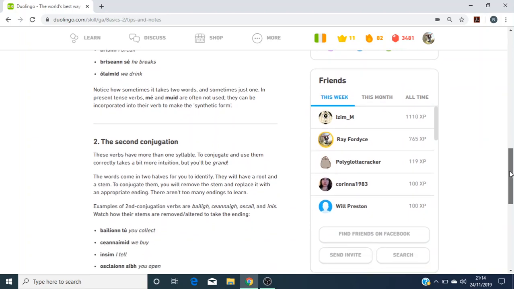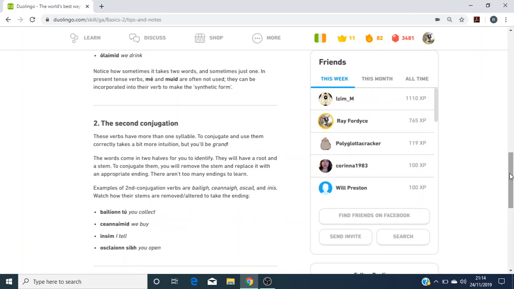Examples of second conjugation verbs are baile, ceannaigh, oscail, and inis. Apologies if I'm pronouncing this wrong, but this is my first time learning Irish. Watch how their stems are removed, altered to take the ending.